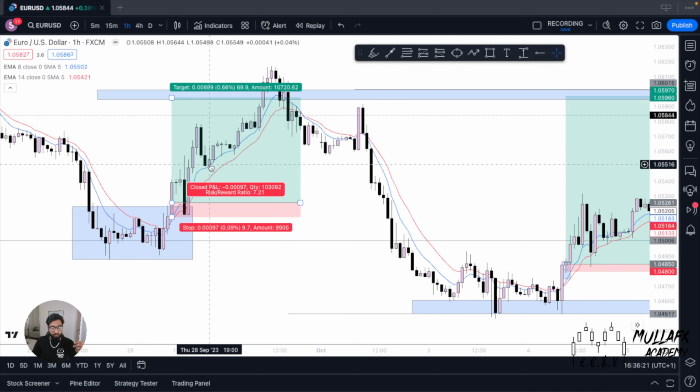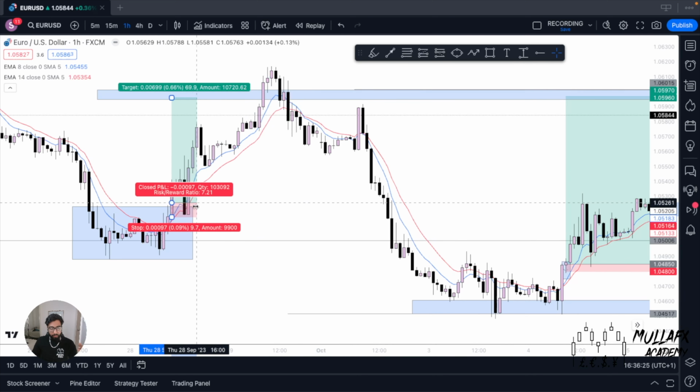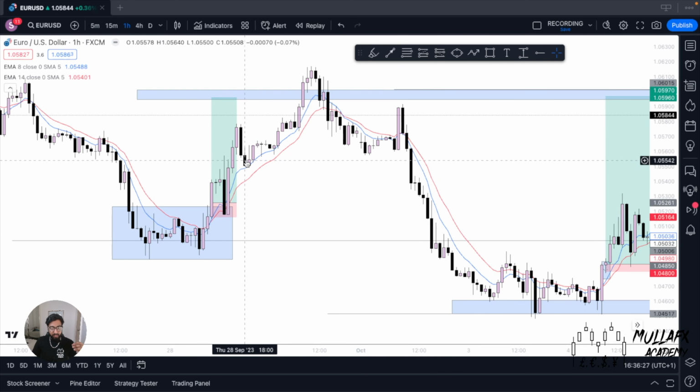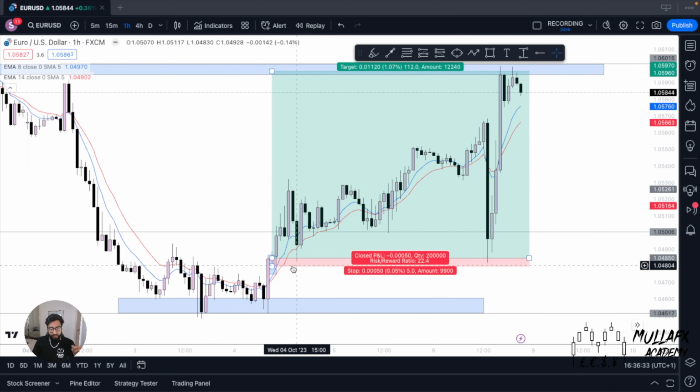Another point for entry, right? Another point for entry. What does that mean? It means that we can look for entry points, right? We can see entry points here, scaling into the 5 minutes, looking for entry points, targeting all the way up here. Okay. Again, over here, same thing, right?